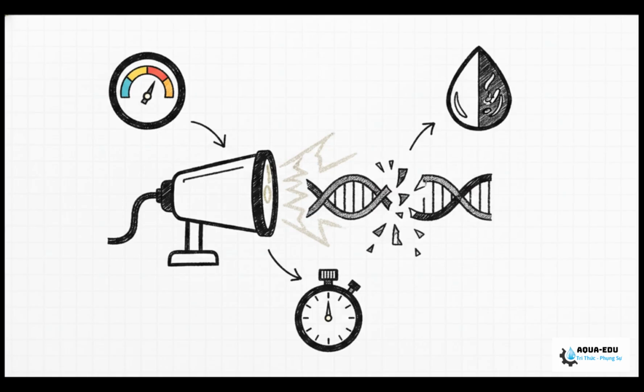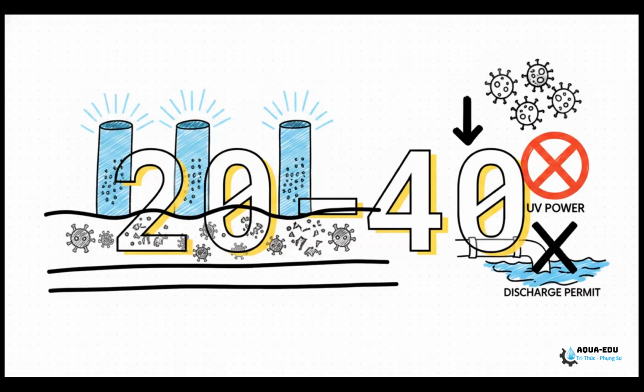But to actually get that kill rate, we absolutely have to respect the 3 golden rules of UV treatment. First, the UV dose. Second, the UV transmittance, or UVT%. And third, the contact time in seconds. If even one of these fails, the whole system collapses. Take a look at this target number, 20 to 40 millijoules per square centimeter. That right there is our standard design dose to wipe out E. coli and coliforms. If our UV power drops and we fall below that threshold, the bugs survive. And if the bugs survive, we are instantly failing our discharge permits.